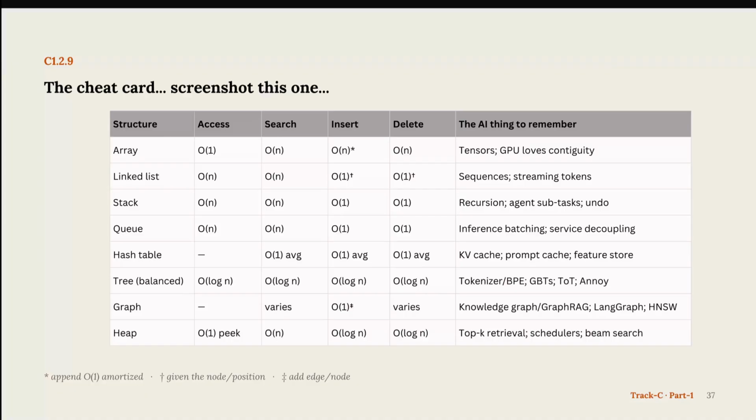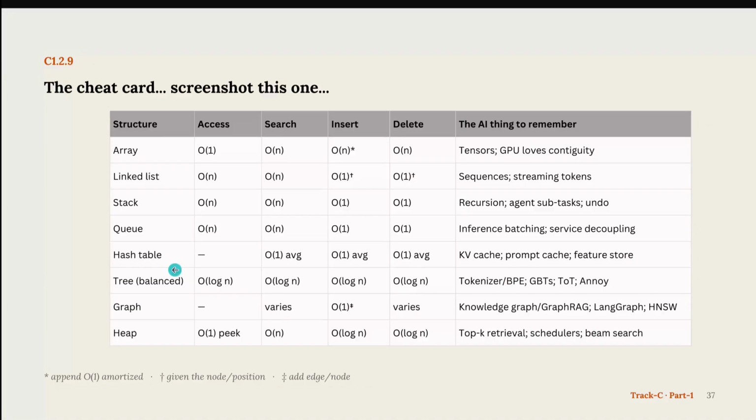Then we have queues. A queue is nothing but a first in, first out data structure. The order of n is used for search and access, because if you have to access a particular element, you have to start from somewhere and go until that element. That is linear, so it is of the order of n. Insert and delete are of the order of 1. Inference batching and service decoupling are all used in queues.